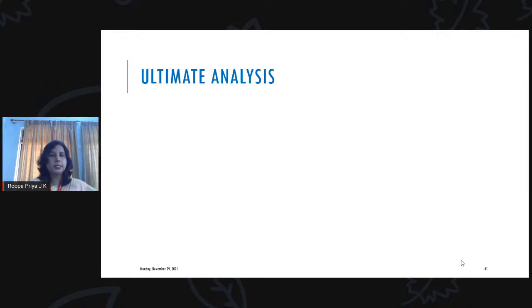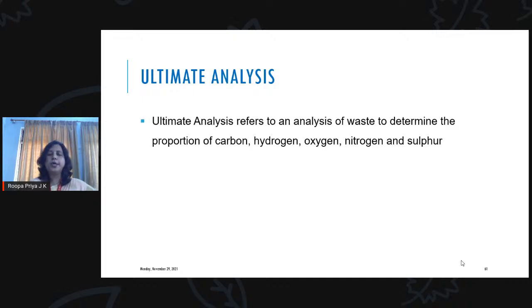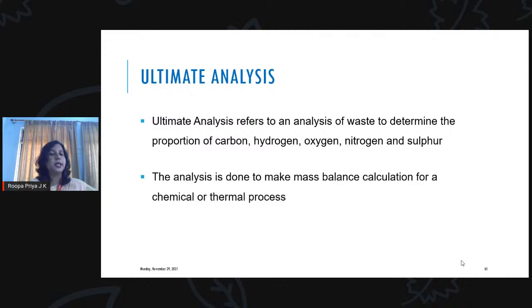The ultimate analysis, which is also a chemical property or a chemical characteristic of solid waste. Under this ultimate analysis, we have the ultimate analysis, which actually refers to any analysis of waste which is used to determine the proportions of the carbon, hydrogen, oxygen, nitrogen, and sulfur. And this analysis is done to make a mass balance calculation for a chemical or thermal processes.